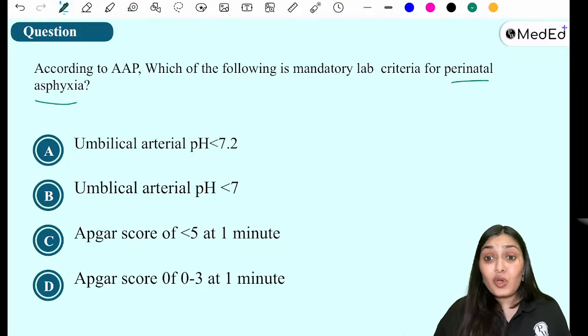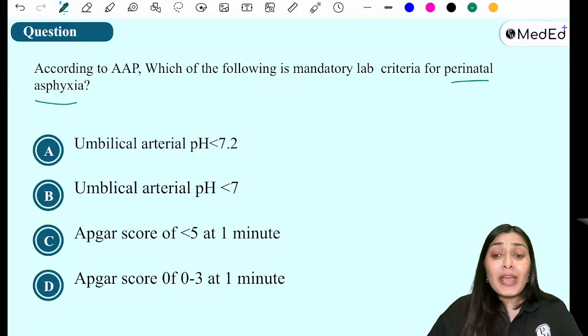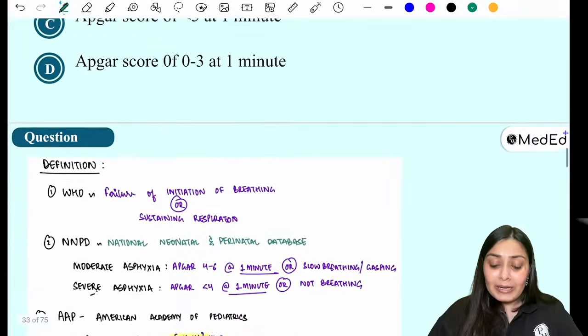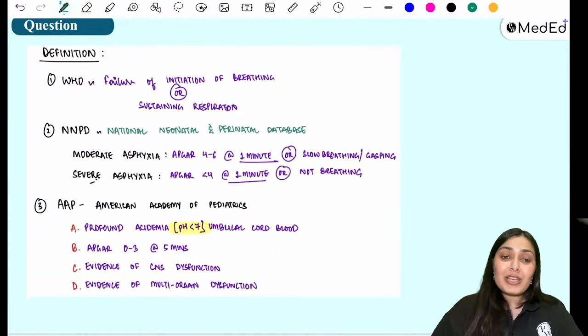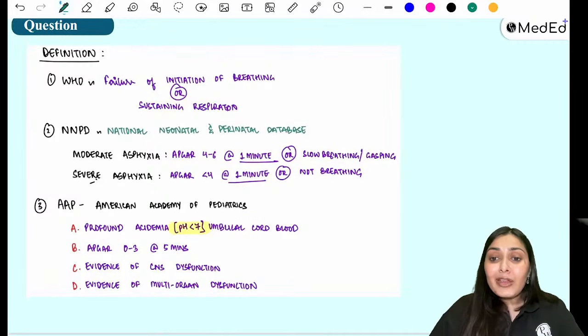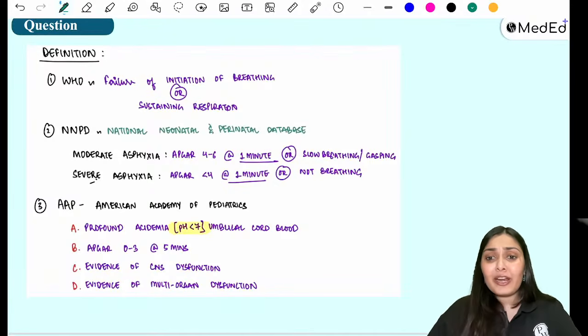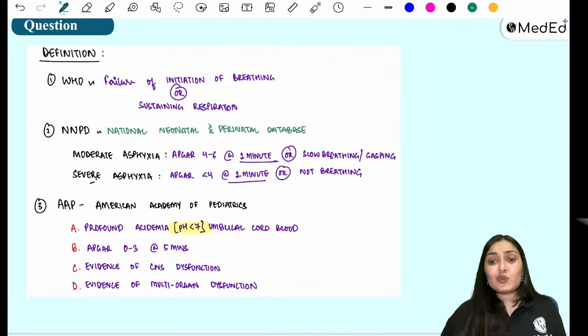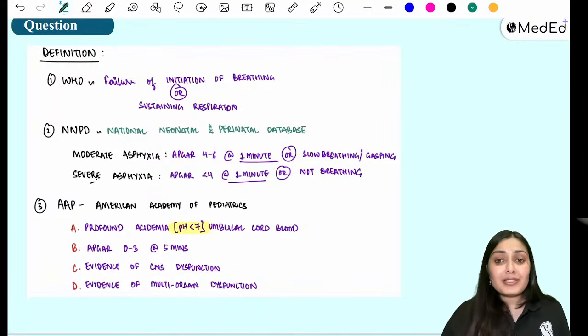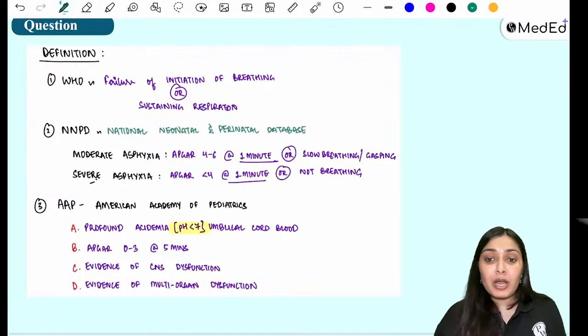That means decrease in the oxygen. So I have three definitions with me. First definition was given by WHO. Very simple definition. What is this definition? WHO says if the child failed to initiate breathing or failed to sustain breathing, this is perinatal asphyxia. So very simple, right? WHO came with a simple definition. If the child fails to initiate breathing or sustain respiration, this is nothing but perinatal asphyxia.